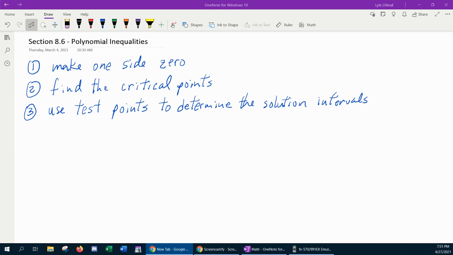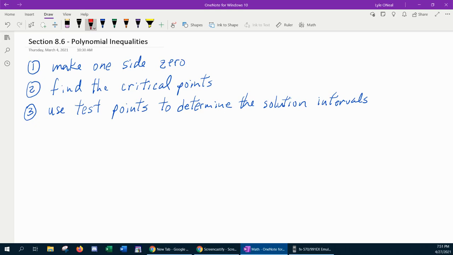So, step number one, when you're solving a polynomial inequality, you need to make sure that one side is 0. It doesn't matter which side. I prefer the right-hand side to be 0, but that's going to be up to you. Second, once you've got one side equal to 0, then you're going to set your polynomial equal to 0 and solve, and that will get your critical points.